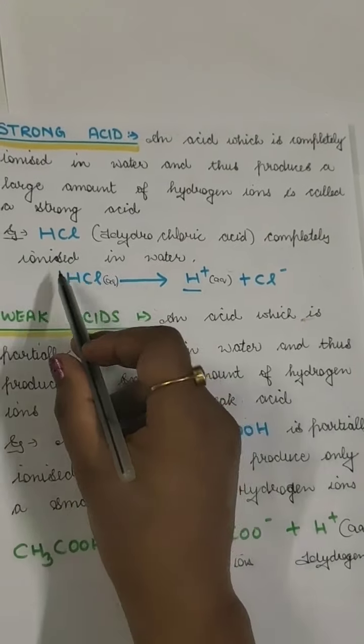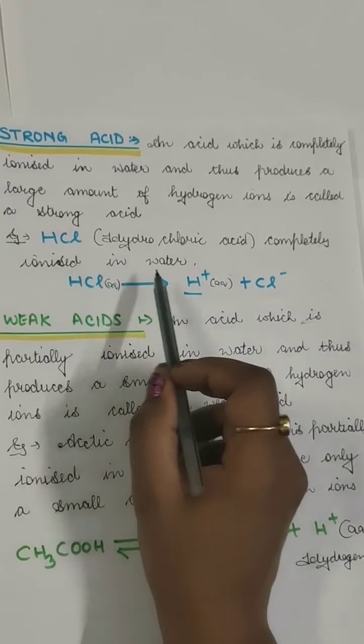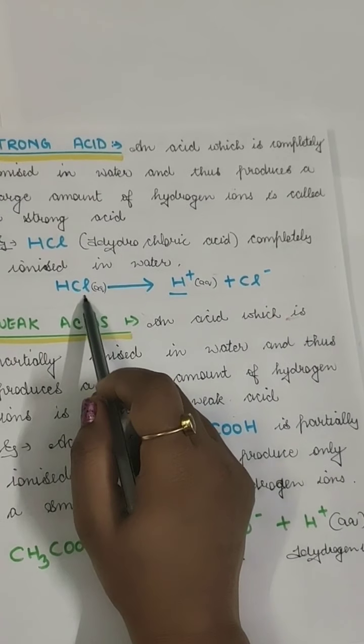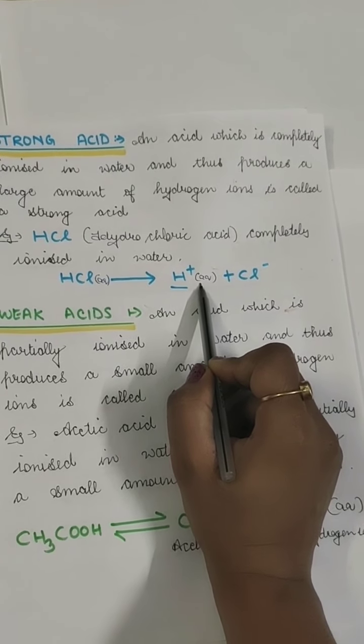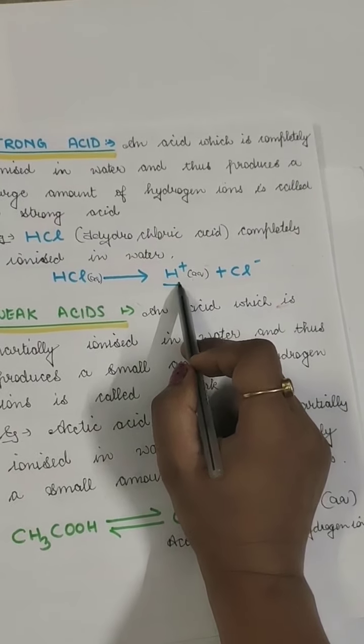That is, HCl is completely ionized in water. That means when we dissolve HCl in water, all the hydrogen will be dissociated into its ion, releasing a greater number of hydrogen ions, which makes it more acidic.